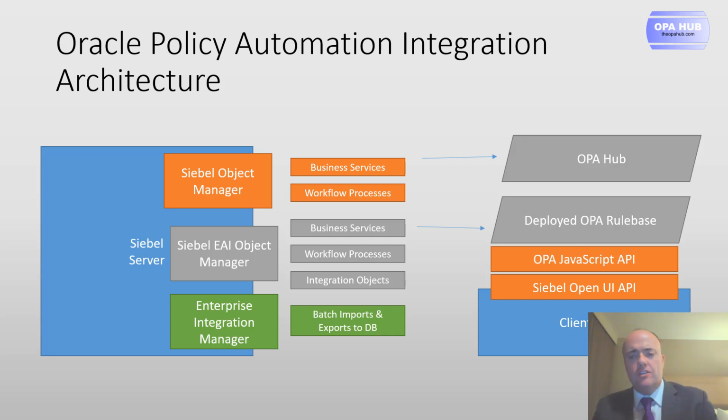Notice that we have two orange sections down there that say the OPA JavaScript API and the Siebel OpenUI API. Both of those are options when it comes to displaying something directly in Siebel, as we'll see later on.